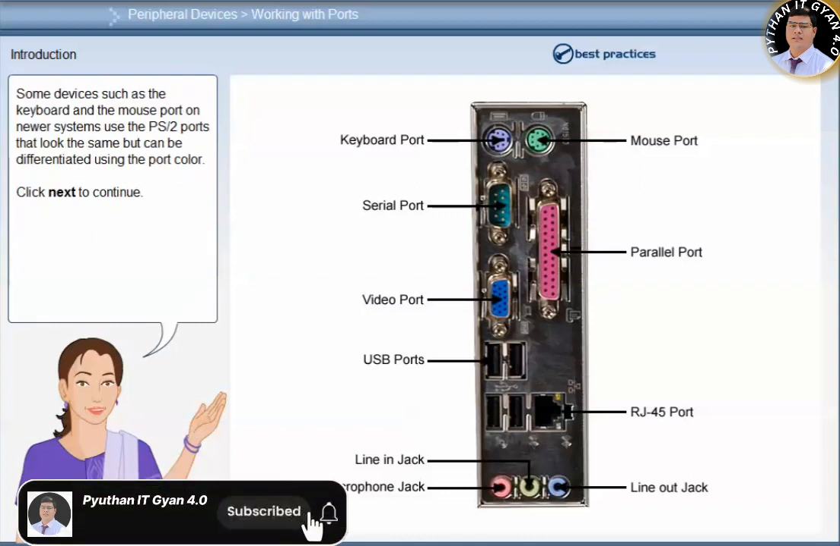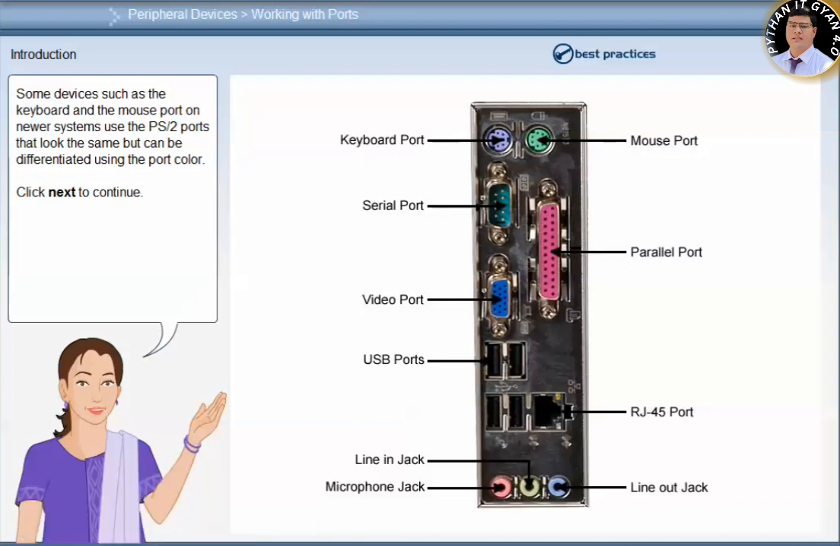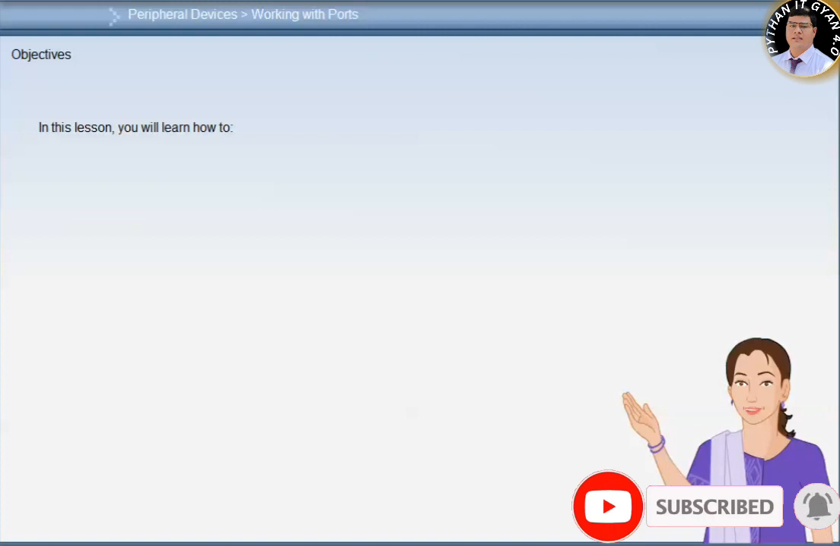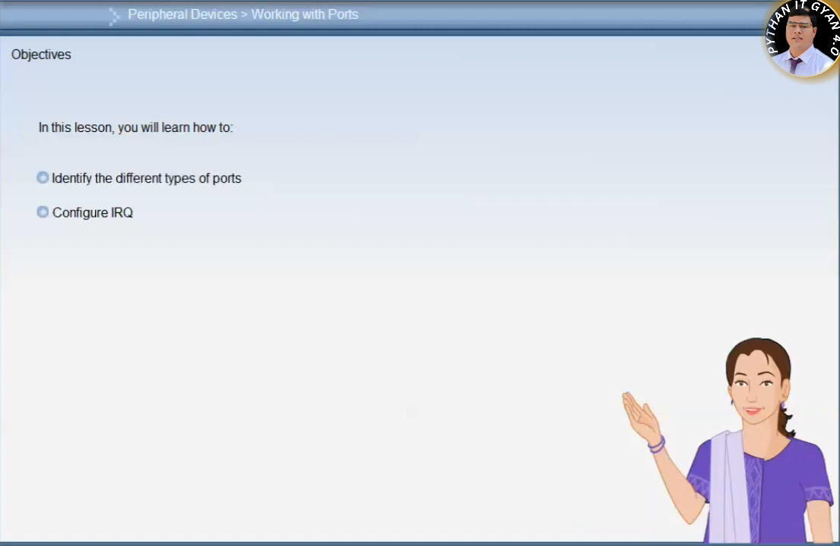Some devices such as keyboard and mouse port on newer systems use the PS2 ports that look the same but can be differentiated using the port color. In this lesson, you will learn how to identify the different types of ports, configure IRQ, and troubleshoot ports. Click Next.